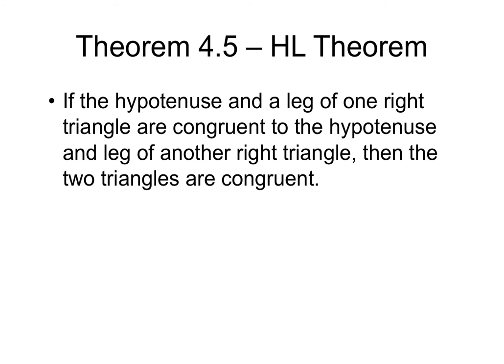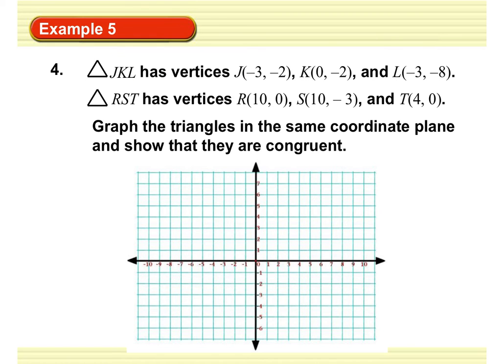In the HL theorem, it says if the hypotenuse and a leg of one right triangle are congruent to the hypotenuse and a leg of another right triangle, then the two triangles are congruent. Can you dumb that down? We're going to do an example. Hypotenuse and a leg of one triangle congruent to a hypotenuse and a leg of another triangle. So we're jumping back to example 5.